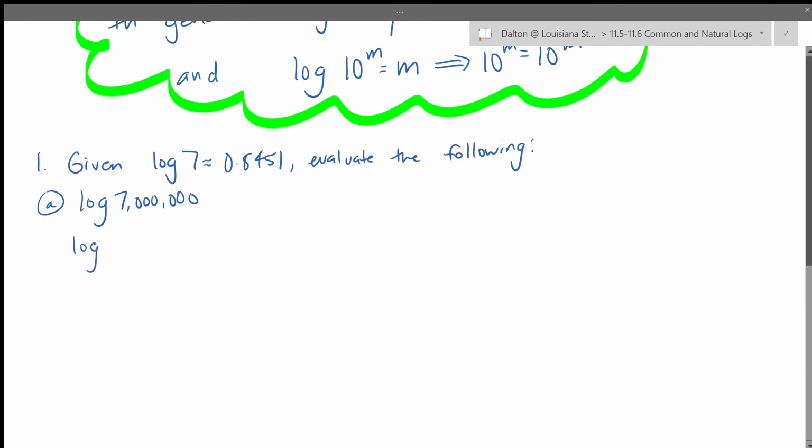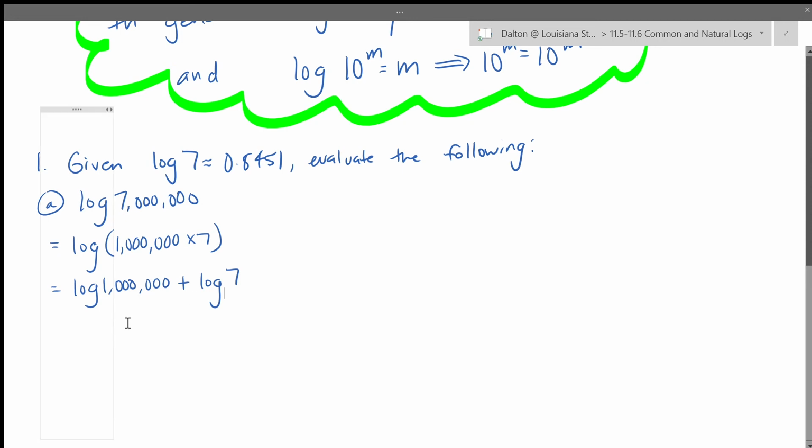Basically, the log of 7 million can be rewritten as the log of 1 million times 7. And then using our logarithmic properties that we talked about earlier this week, when we're multiplying two numbers on the inside, we could break them up into two logs by separating them. So this is the same thing as the log of 1 million plus the log of 7.